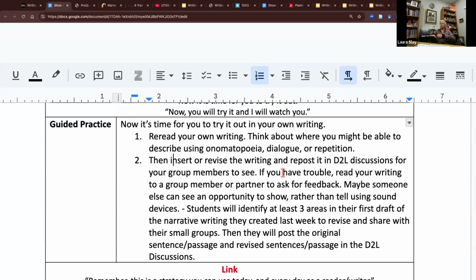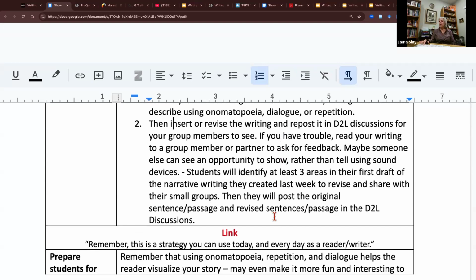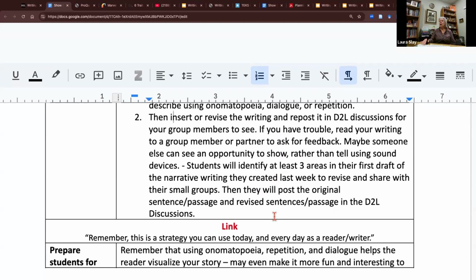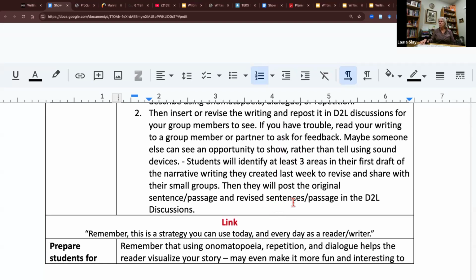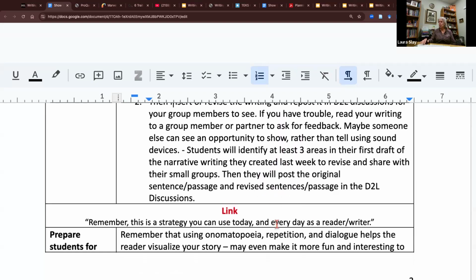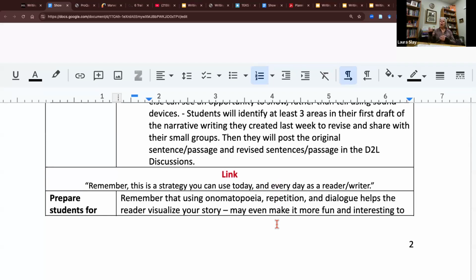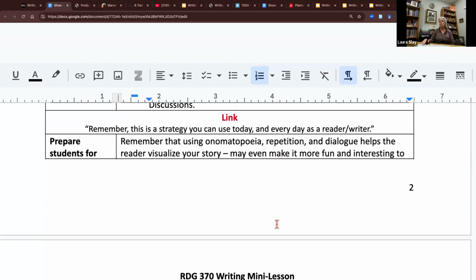This is where you get students to peer confer. Students will identify at least 3 areas in their first draft of their narrative writing they created last week to revise and share with their small groups. Then they will post the original sentence or passage and revise the sentences, posted in the D2L discussion. So I am showing you how I developed this assignment for adults using the strategies we use with adults and children as I modeled this process for you.